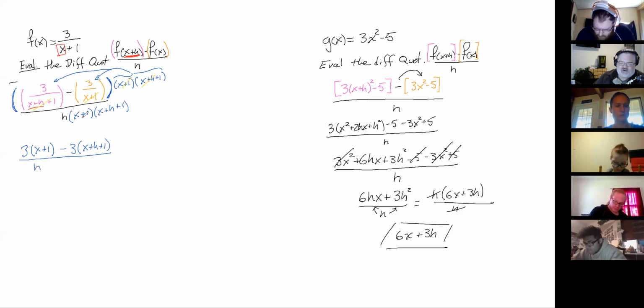And our denominator, we could multiply all this together, but frankly, I don't want to at this point. And it's a little bit disadvantageous to do it, actually. Leave this denominator all written out for right now. x plus 1 times x plus h plus 1.